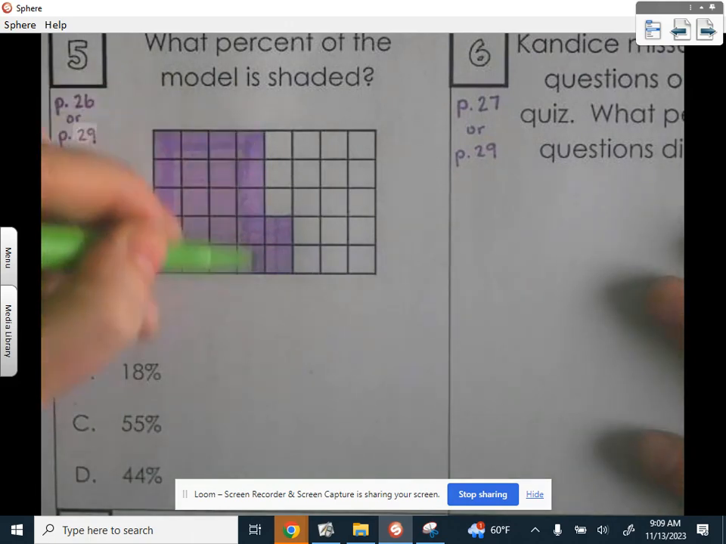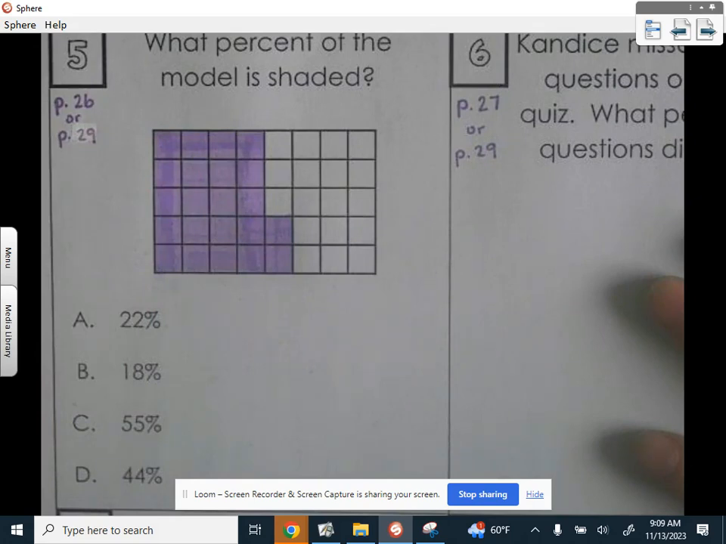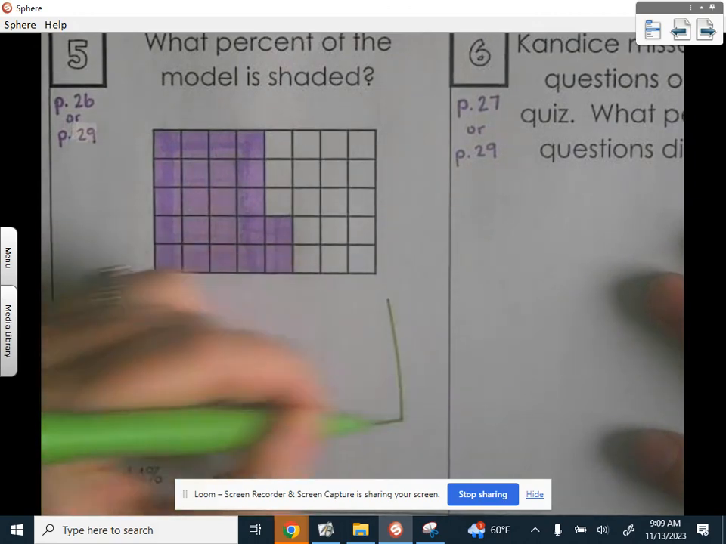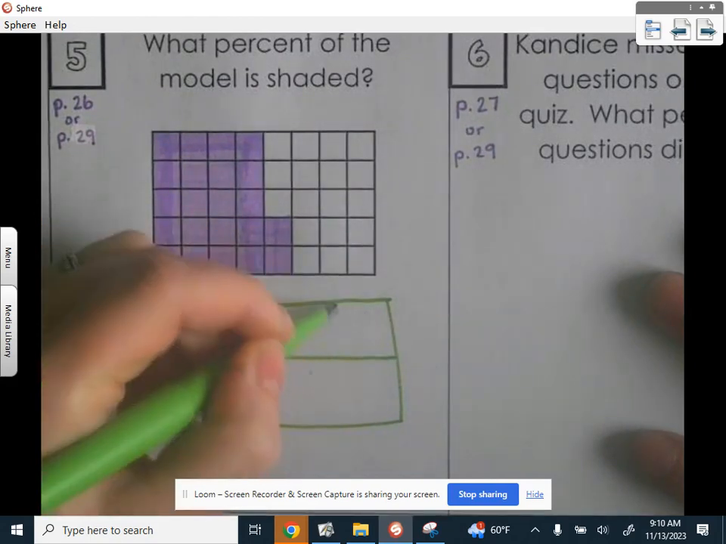And if you look, this is the center line. So you see that more than half of that figure is shaded. Remember that half is 50%. So we know our answer has to be more than 50%. In this case, there's only one answer that is more than 50%, but sometimes there might be more than one. So let's look at how we would work this out.